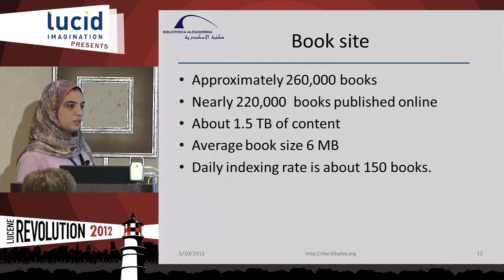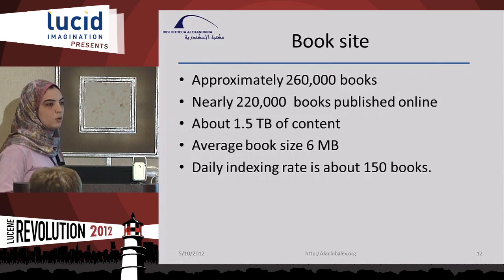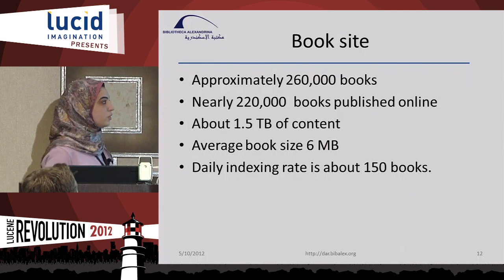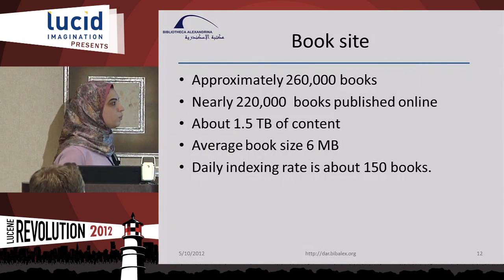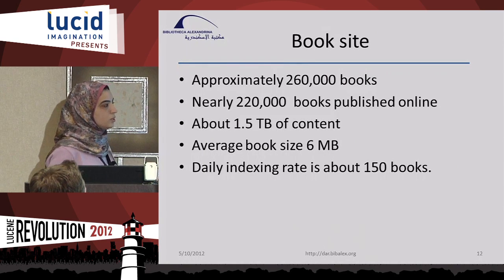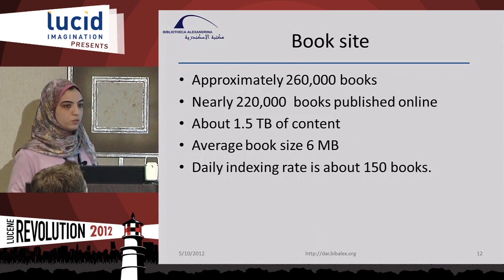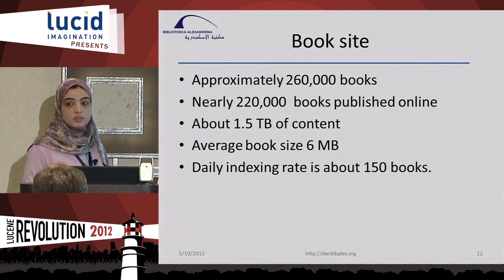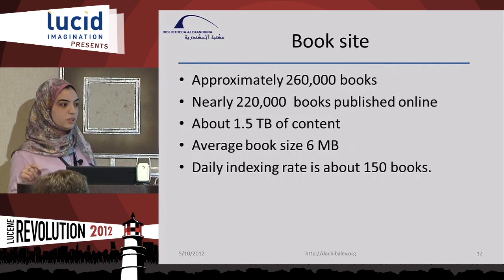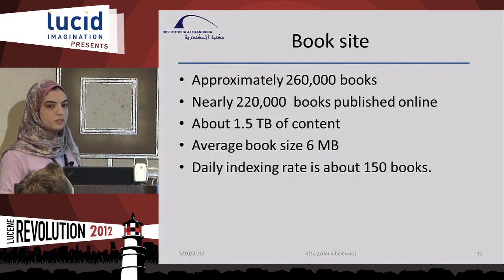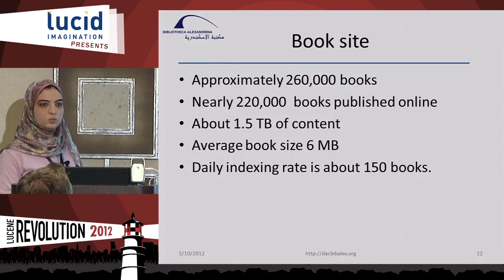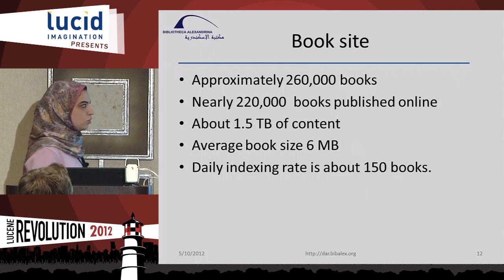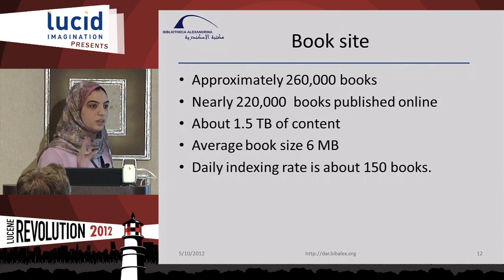So the book site, the application built on the repository, has about 260,000 books. Out of this collection, we are publishing about 220,000 books that are available online for the users. But there is a point here. If you are outside the library, outside the building of the library, you are able to browse only 5% of the content of the book. This is according to copyright protection. So we are not allowed to make all the books available to users outside the main library.